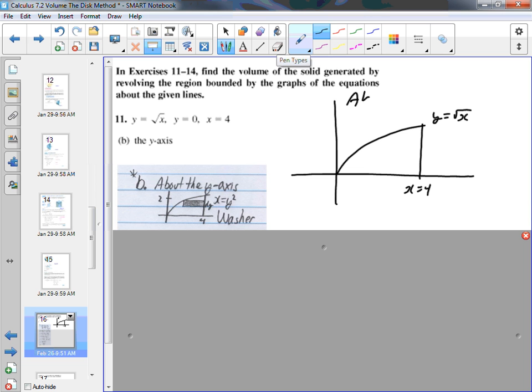We're taking this thing about the y-axis. So we've graphed it. I see my region. But like I told you yesterday, the axis is important, and that's the reason I want you to write that down, because if I took this about the x-axis, I'd get a disk, wouldn't I? But I'm going about the y-axis. So your rectangle still has to be perpendicular to your axis of revolution. So your rectangle needs to look something like that.